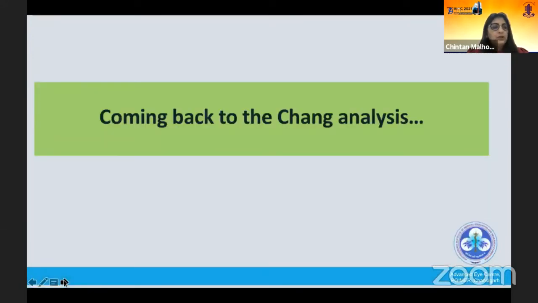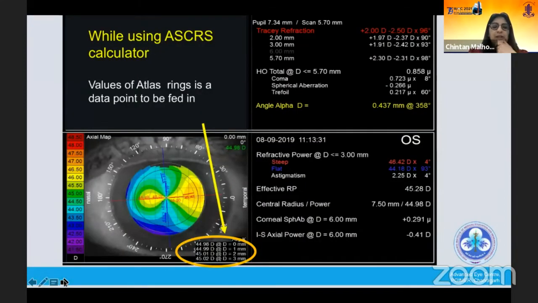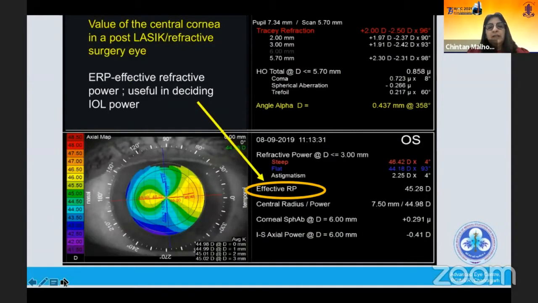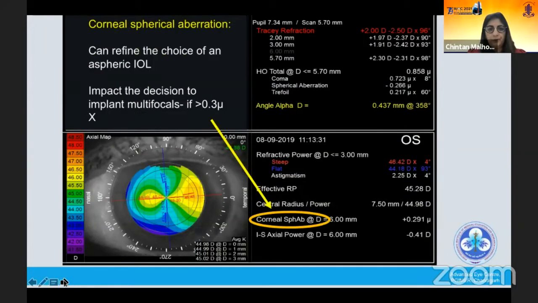So coming back to the Chang analysis, the other information it gives us, the one pointed at the bottom of the screen, is that while using the ASCRS calculator, the value of the atlas rings is sometimes a data point which is to be fed in. And this is given right at the bottom of the screen. And from here, we can acquire these values. The second is the effective refractive power. Sometimes in cases of post-LASIK and post-refractive surgery eyes, this is the value we have to feed into the calculating formulas. And this again is given here.